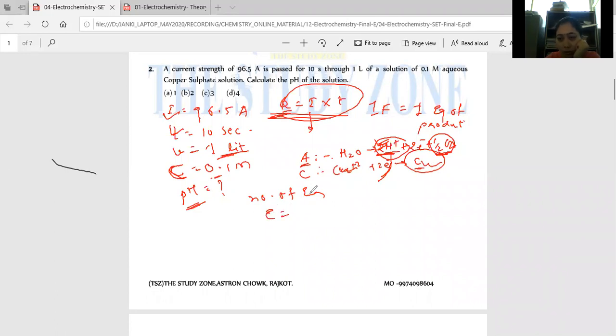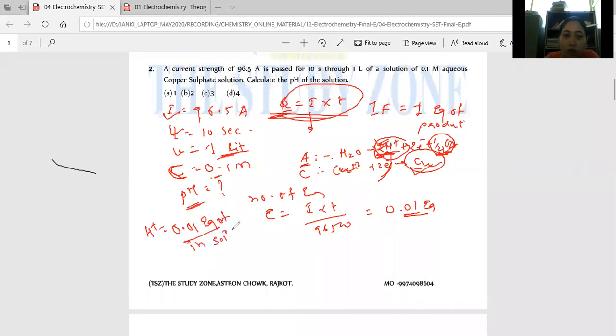Yes, Tusha said, we have I into T divided by 96500. Very good. So divide by 96500, you get the number of equivalents, right? In short, this many equivalents of O2 are produced, this many equivalents of copper are produced, and this much number of equivalents remain inside the solution. It means the number of equivalents of H plus is 0.01. So 0.01 equivalents of H plus is there inside the solution, right?